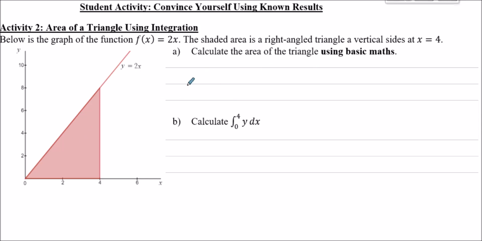So this triangle, we all know what the area of a triangle is. Area is going to be half base times height. So for this one, it's going to be a half times a base, which is 4 long, times a height, which is 8.